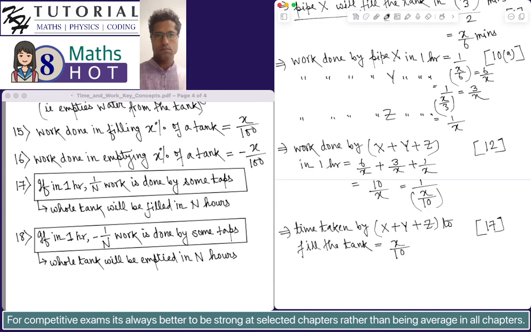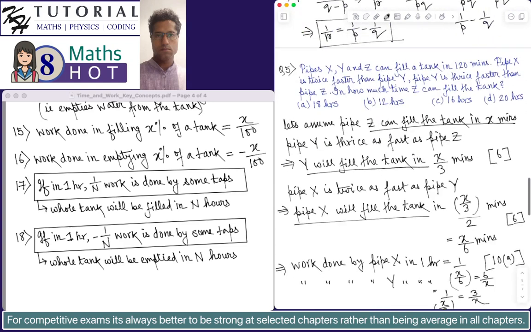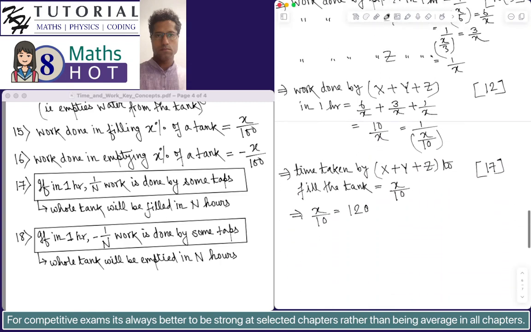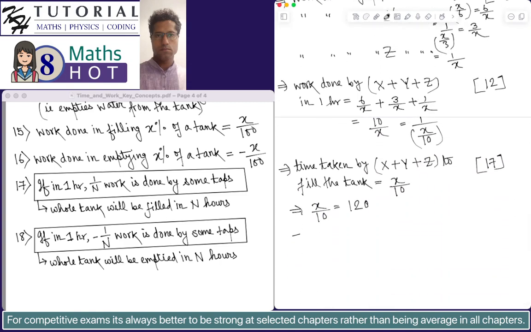So now we can say that x by 10 should be equal to 120, since it is given that pipes X, Y and Z can fill a tank in 120 minutes. Okay, so this implies x will be equal to 1200. So Z alone can fill the tank in 1200 minutes.